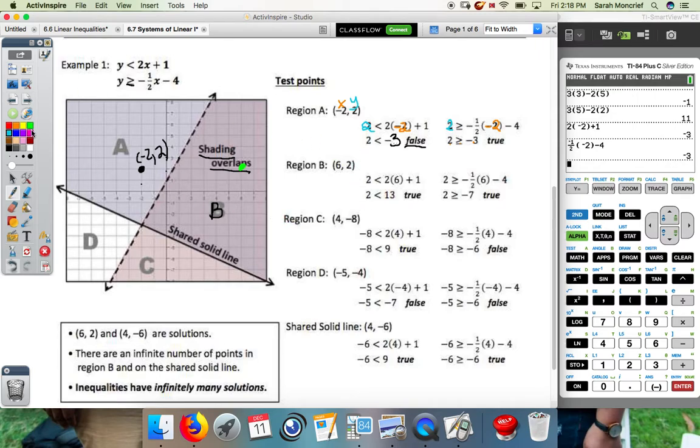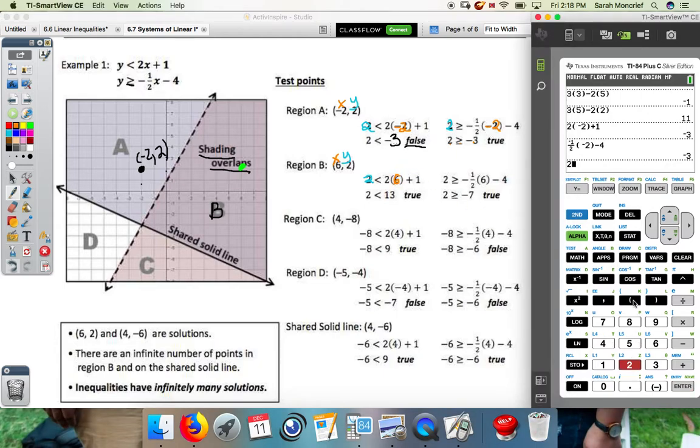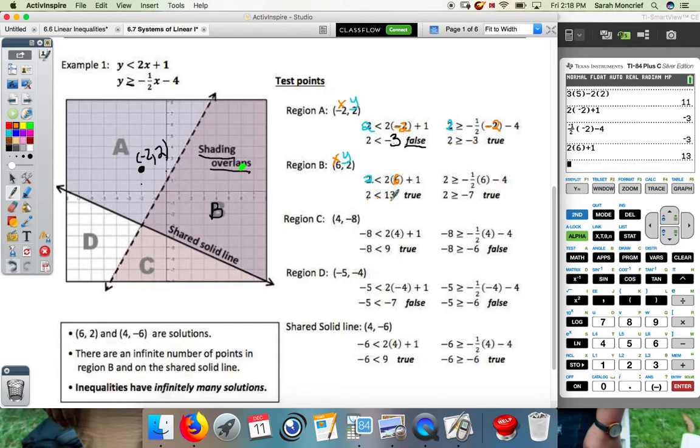What are we going to plug in for x? 6, and what are we going to plug in for y? 2. So that means we have 2 is less than 2 times 6 plus 1. And what is 2 times 6 plus 1? All right, that's 13. So is 2 less than 13? Yes, so this statement is true. Yay.